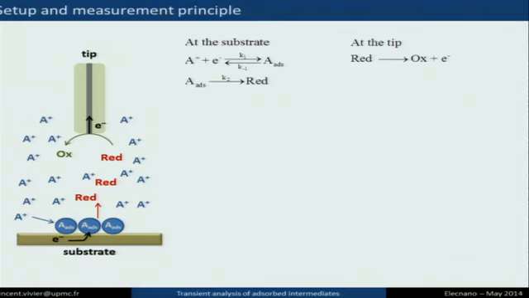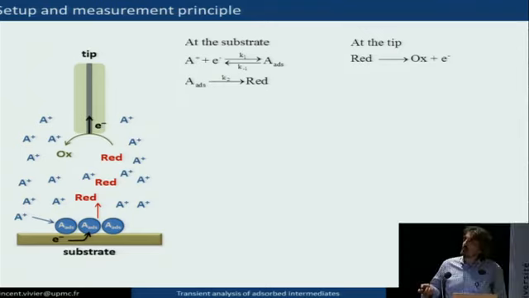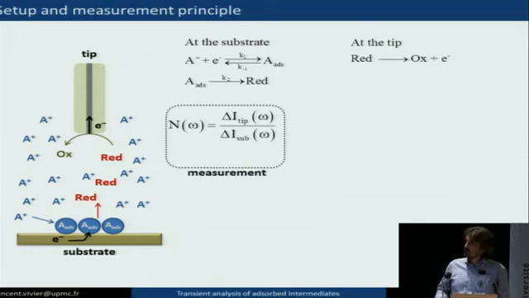So how does it work? With this system, we will perform electrochemistry at the substrate, and we will detect an electroactive species at the tip. At the substrate, we can consider this simple reaction mechanism, with an adsorbed intermediate here, and at the tip, we dose the reduced species in solution. From an experimental point of view, we measure this collection efficiency, the ratio of the tip current to the substrate current.